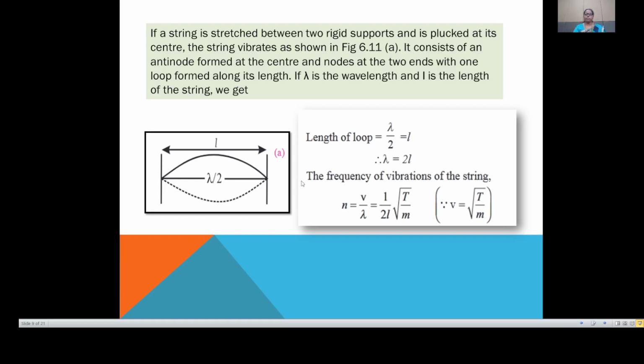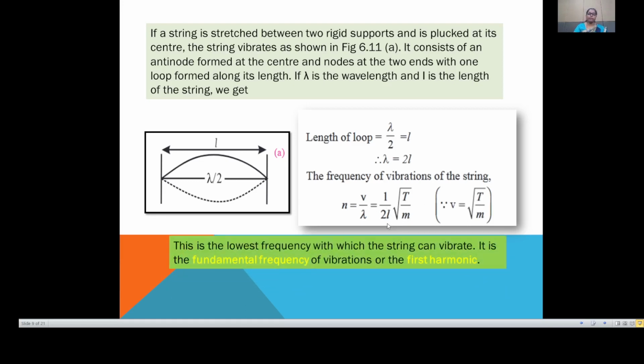The frequency of vibration of the string is N is equal to V divided by lambda, where lambda is equal to 2L and V is equal to root of T divided by M. Put this value, we get N is equal to 1 upon 2L under root T divided by M. This is the lowest frequency with which the string can be vibrated. It is the fundamental frequency of vibration, or the first harmonic.